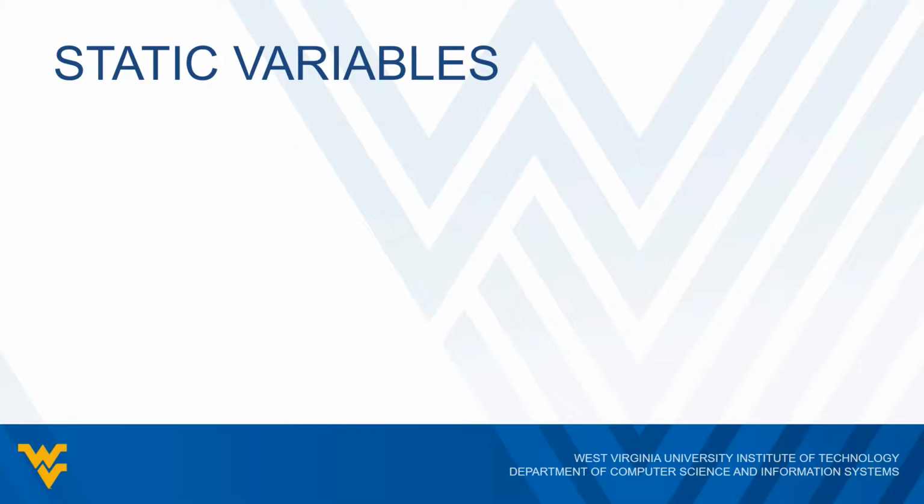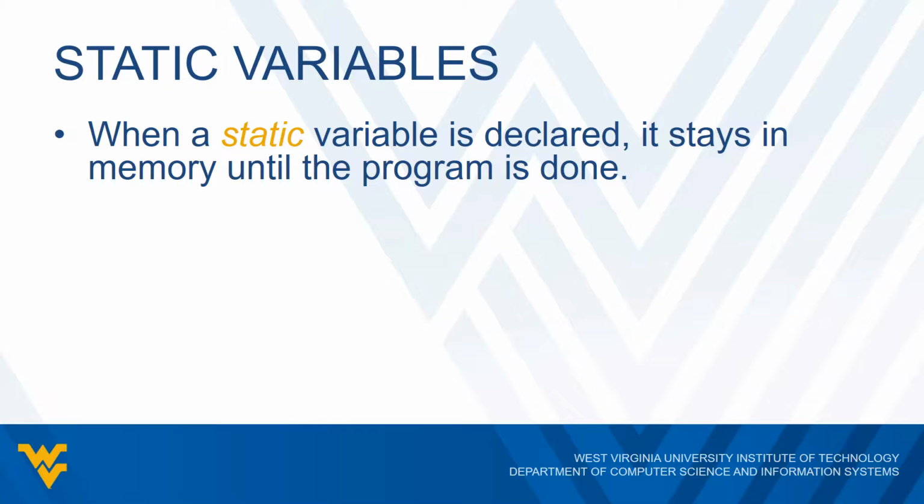Now, what about static variables? We mentioned that these act a little bit differently compared to the other variables that we've talked about. So whenever we have a static variable and declare it, it actually stays in memory until the program is done. Now you might think this doesn't seem any different than global variables, right? We declare it and we keep it until the program is done. How are the two any different?